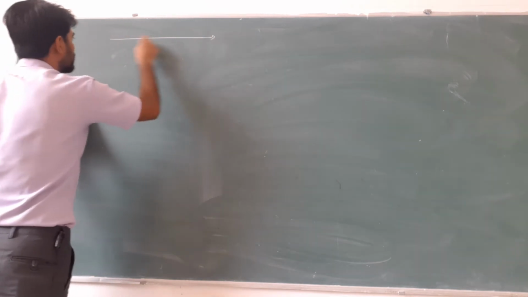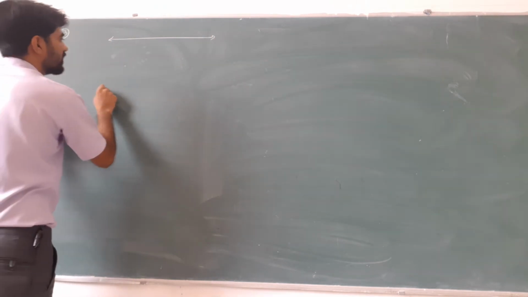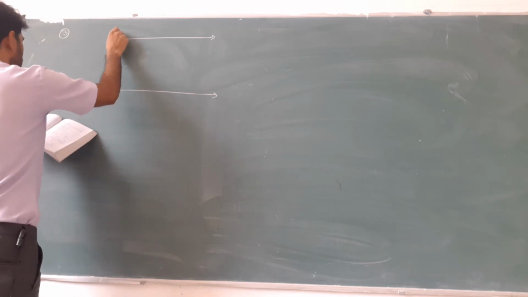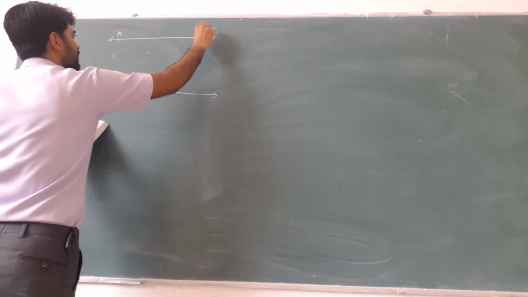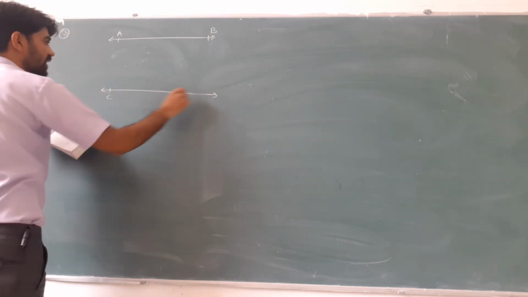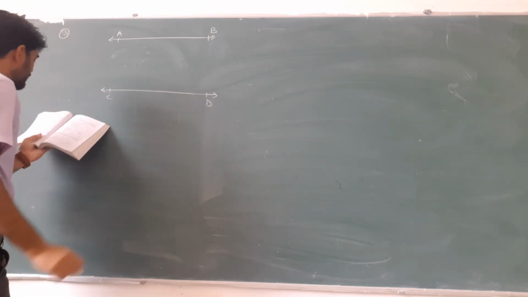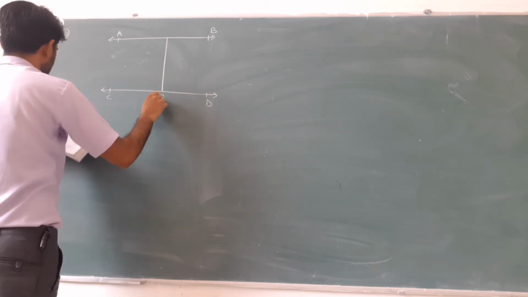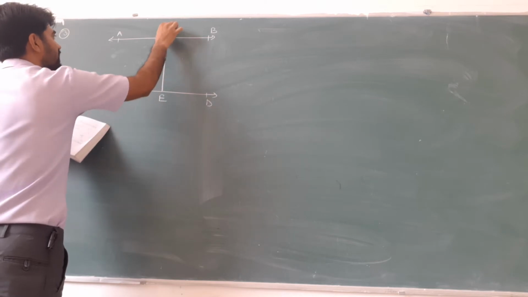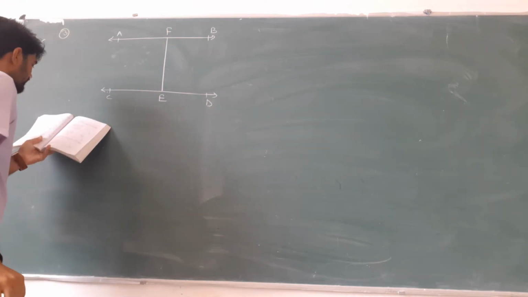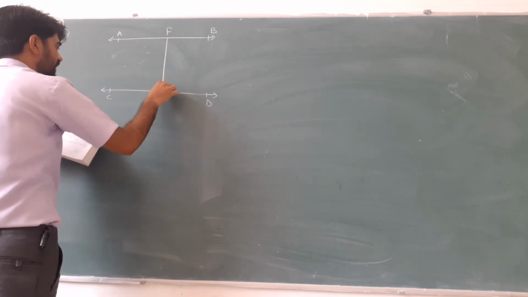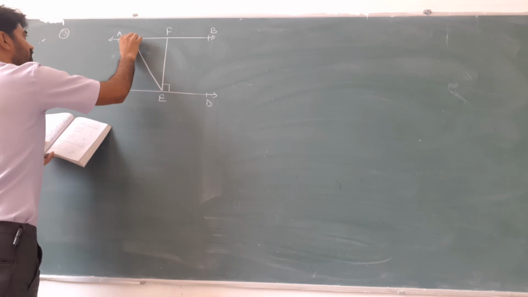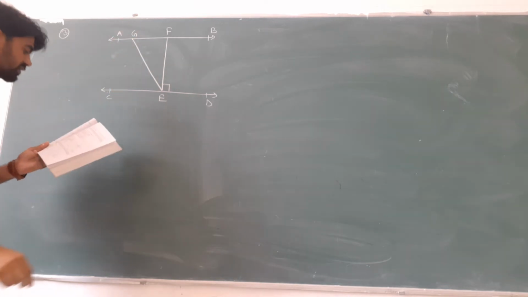See question number 3. Now this is the figure. The two lines are given this way. We have A, B, C and D, and here this point is E and this point is F, and this is given perpendicular. Okay, one more point we have here, this is point G.